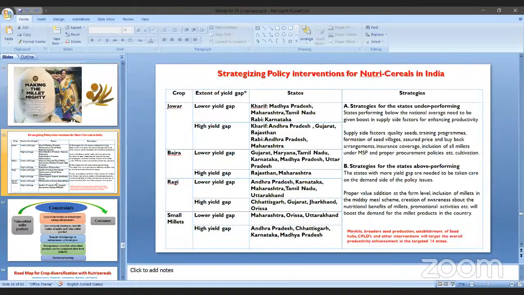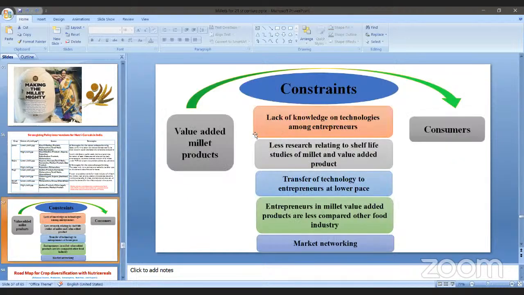That is why nowadays the Government of India uses many nutri-cereals as a strategic policy intervention. Lower yield gap, season-wise planning, and measures for this work are important. Important constraints nowadays are lack of knowledge and lack of research, because of which millets were a neglected crop.